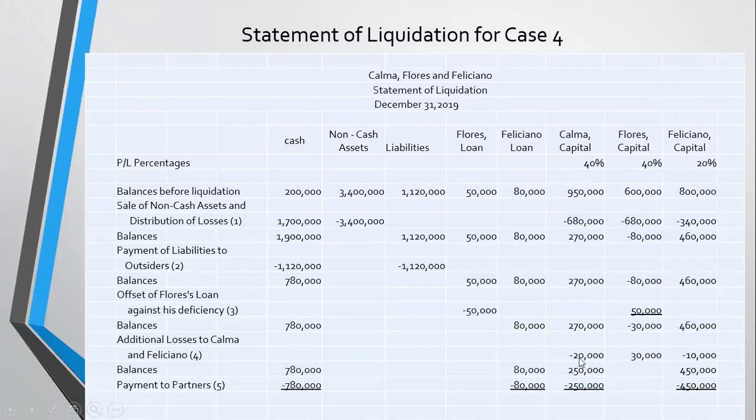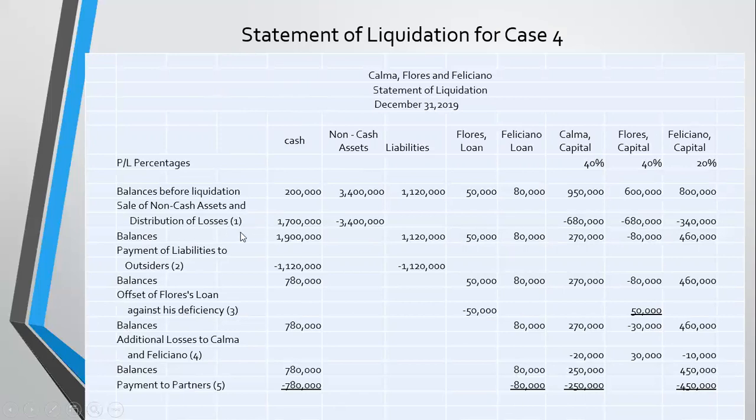So since na pa-absorb na natin sa kanila, you're going to determine their balance. 780 ang cash. May loan 80. So 250 na yung capital ni Calma after the additional loss of 20. And then for Feliciano, after na mai-reflect yung additional loss of 10,000, now the balance ng kanyang capital is 450. So since we have the 780,000 remaining cash as payment to partners, the 780,000 is to be distributed kay Feliciano ng 80, Calma 250, and Feliciano Capital for 450,000. So, iyan po yung statement of liquidation for case number 4.